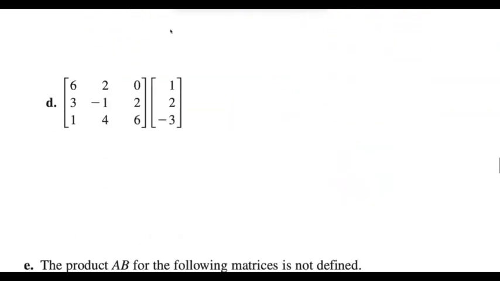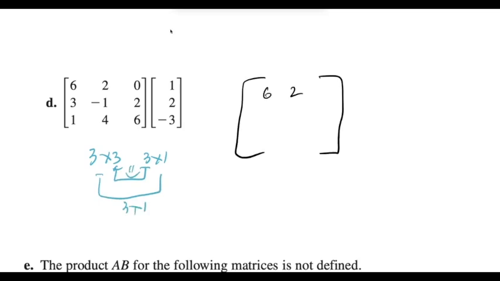Let's do another one real quick. First, let's check if we can. This is a 3 by 3, and this is a 3 by 1. Yes, we can multiply these two. And we're going to get a 3 by 1. Again, I'm just going to do this trick real quick. 6, 2, 0, 3, -1, 2, 1, 4, 6. And then this is going to be 1, 2, 3.